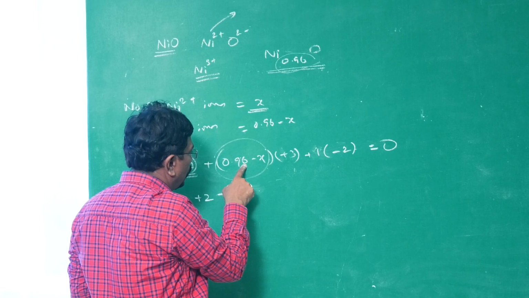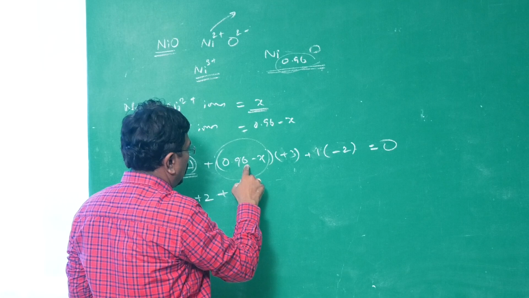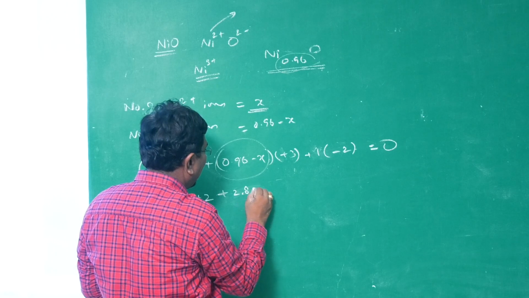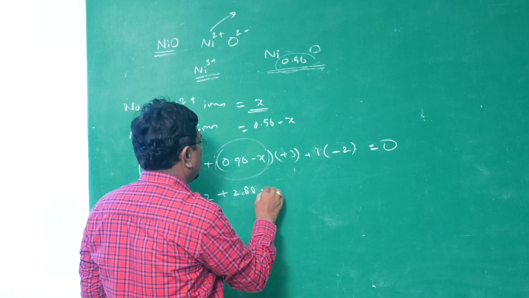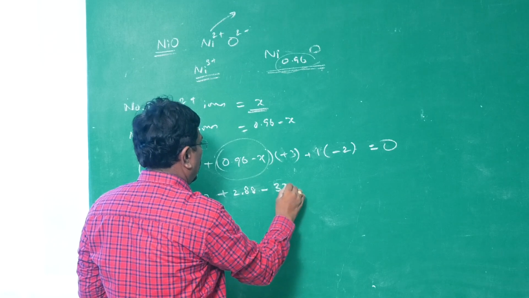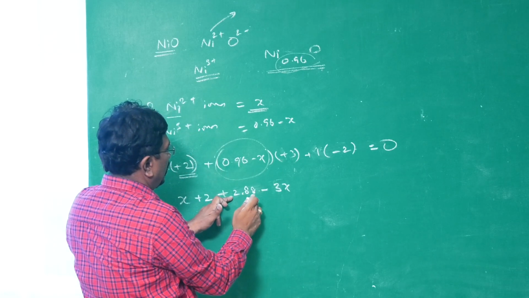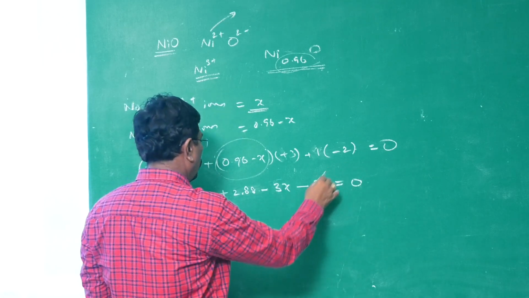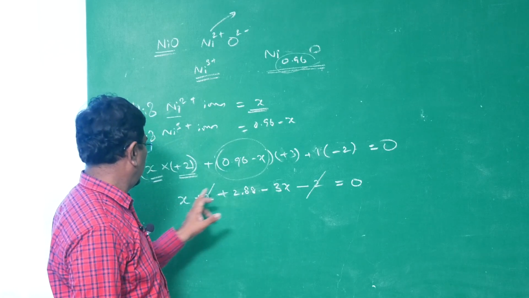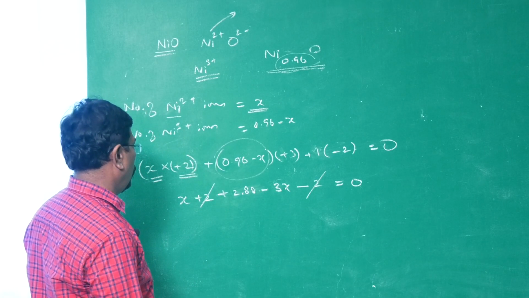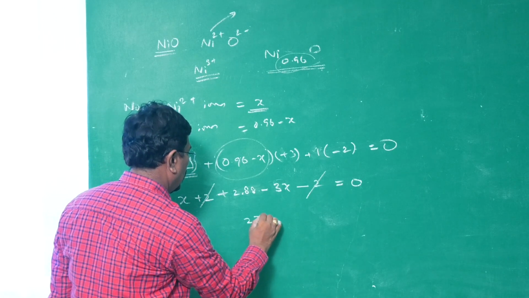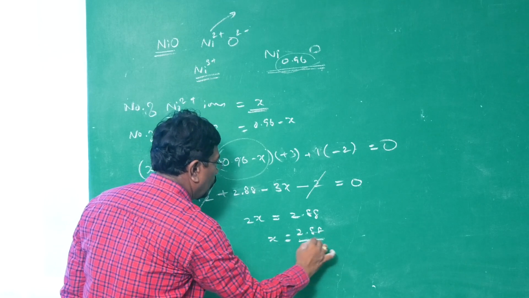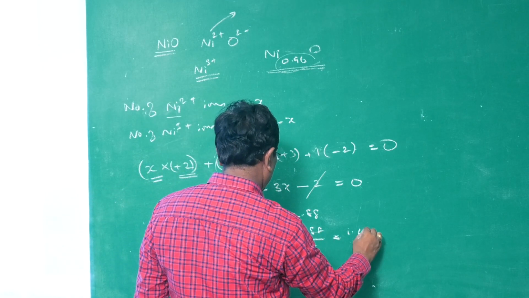We have to subtract 0.04. Therefore, 3 into 0.04 is 0.12. Therefore, 2.88 minus 3x. 3 into this much: 2.88 minus 3x minus 2 is equal to 0. So, minus 2 and plus 2 get cancelled. 3x plus x, therefore 2x. When it goes over there, 2x equal to 2.88. Therefore, x is equal to 2.88 divided by 2, which is equal to 1.44.